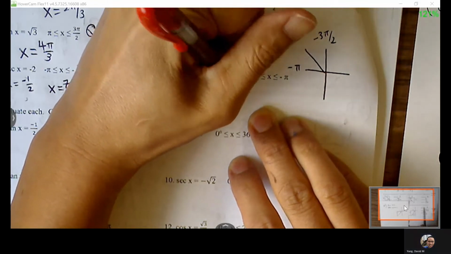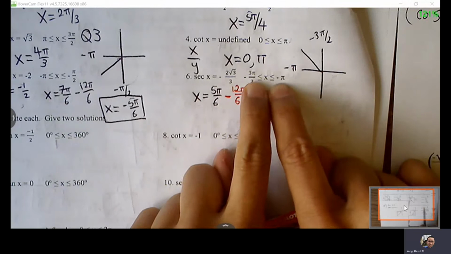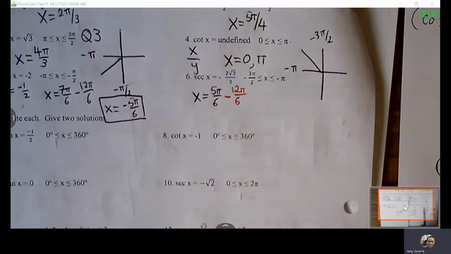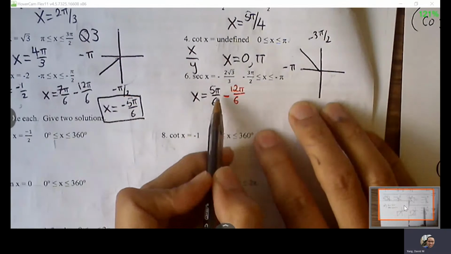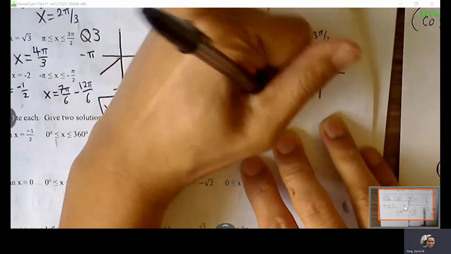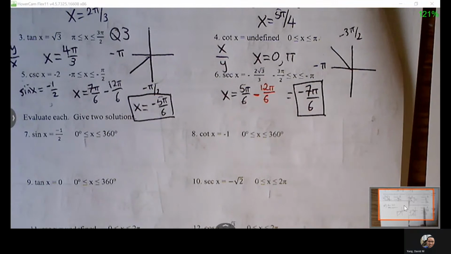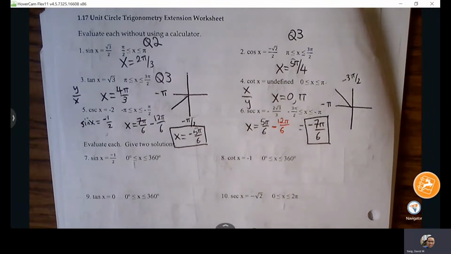Yes. Why do we need to change it to negative? Because the interval that we have to provide our answer is between negative 3 pi over 2 and negative pi. Because if we say 5 pi over 6, you're right, you're in the second quadrant, but you're not in the interval that they're asking for. So we have to just either add or subtract 2 pi until we get our measure nicely between our interval. Okay, so 5 minus 12 is negative 7. Okay, any questions?